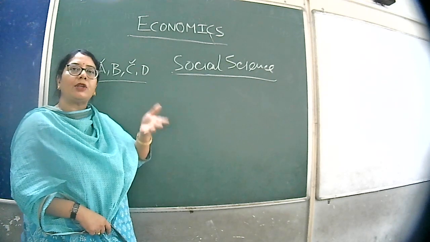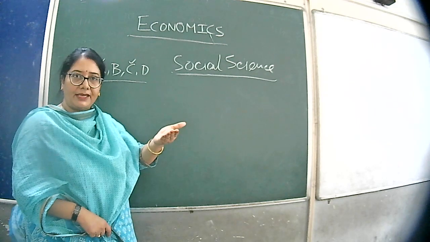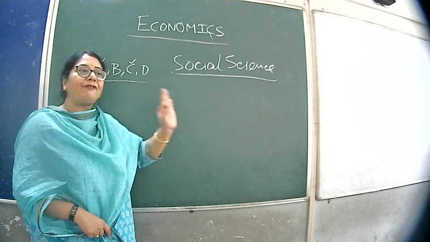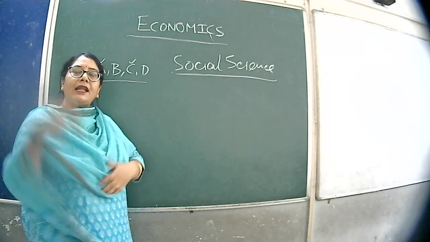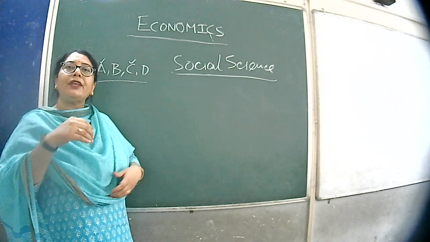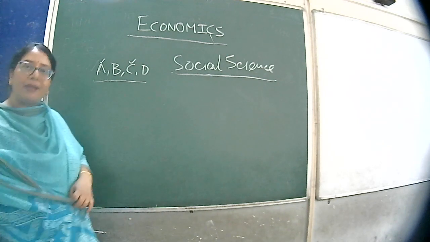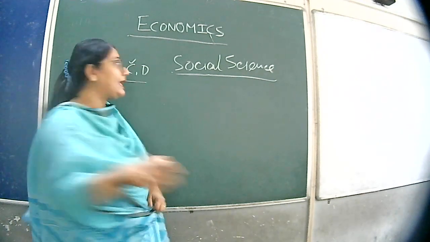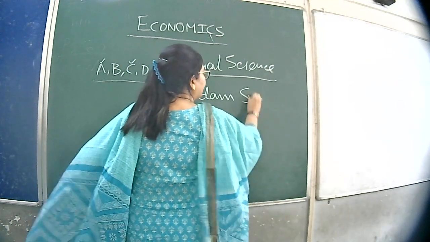Next comes the definition. We understood what economics is all about. Now, how can I define economics? Remember one thing, there is no unique definition of economics. Different economists have defined economics according to their perspective. For example, the first economist, who is known as the father of economics, Adam Smith. The name is Adam Smith.